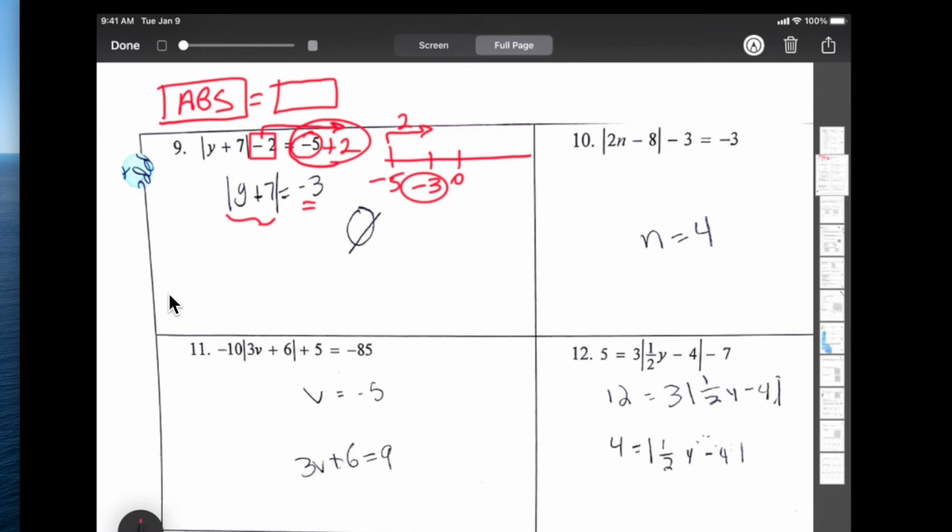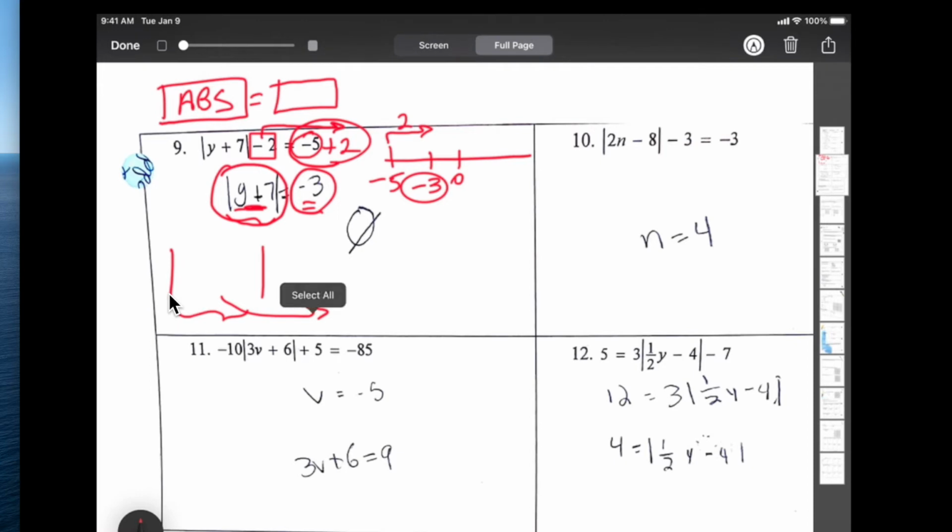And here's why. Whenever you have an absolute value, whatever the stuff that's in there, even if it's initially negative, the absolute value changes it to a positive. So there's nothing that can emerge from an absolute value and give you a negative answer. So that's why there is no solution.